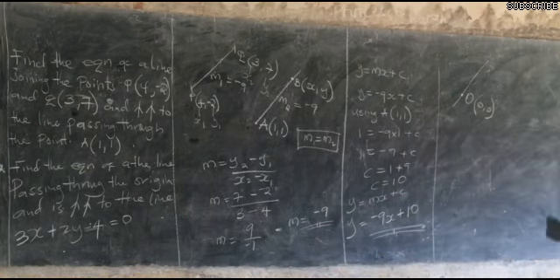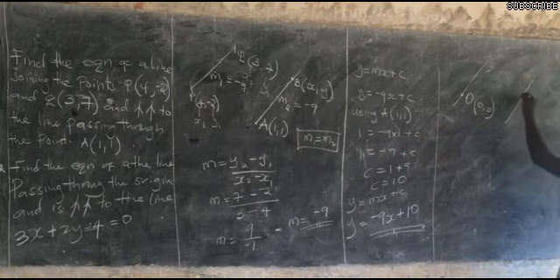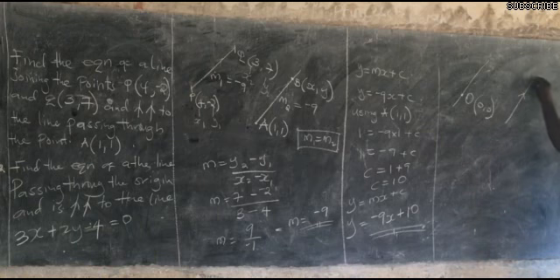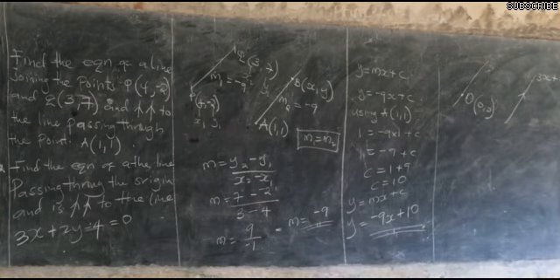So they want me to find the equation of the line passing through the origin, and it is parallel to another line, which does not meet it. That line is given in the form of its equation, 3x plus 2y minus 4 is equal to 0. That is the equation of the second line.